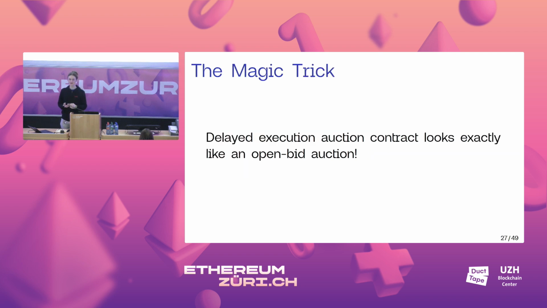Now, the interesting magic trick is that our smart contract for the sealed bid auction on the Dawn style blockchain looks exactly like an open bid auction because it's really the system underneath that's doing all of the heavy lifting, and you have relatively simple logic at the end.